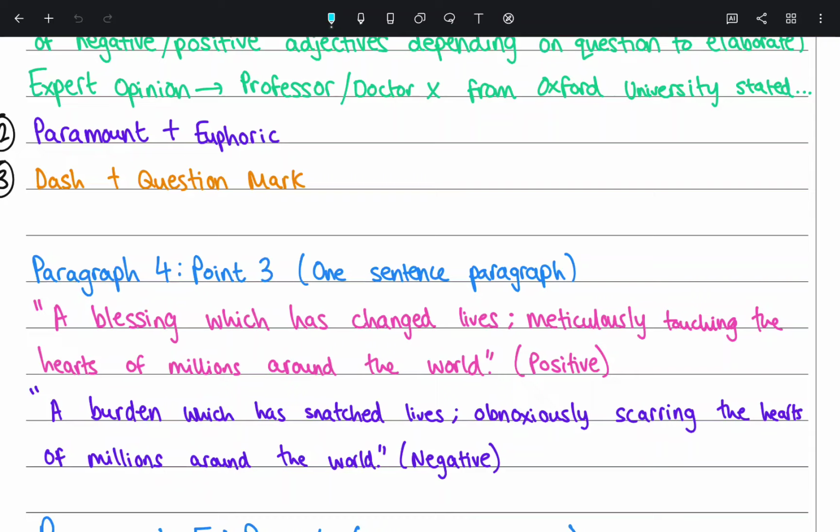So we have a blessing which has changed lives, meticulously touching the hearts of millions around the world. That's positive. So if you're generally speaking about social media being a blessing and being something fantastic or being a phenomenon, then that's a sentence you can use. Whereas if you're arguing the opposite side, you could say, a burden which has snatched lives, obnoxiously scarring the hearts of millions around the world. So look, that's a negative one sentence paragraph, which you all can use.